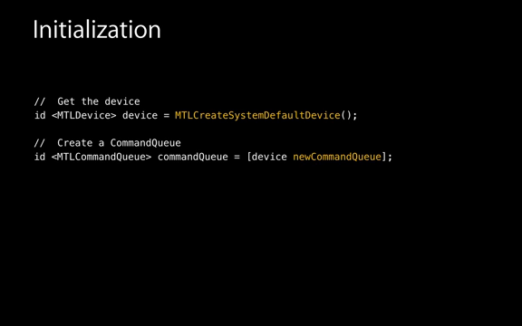Our second initialization step is we need a command queue. The command queue is our channel to submit work to the GPU. We're not actually going to do any of that until we get to drawing, so I'm going to create a command queue now from the device and save it aside.